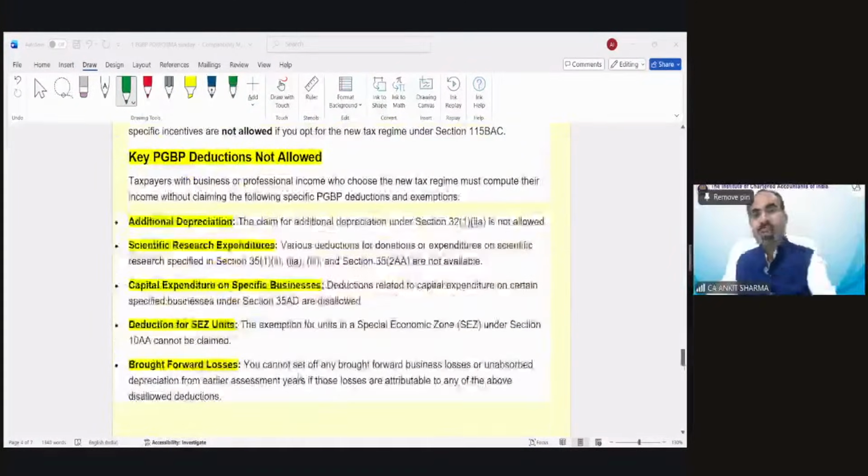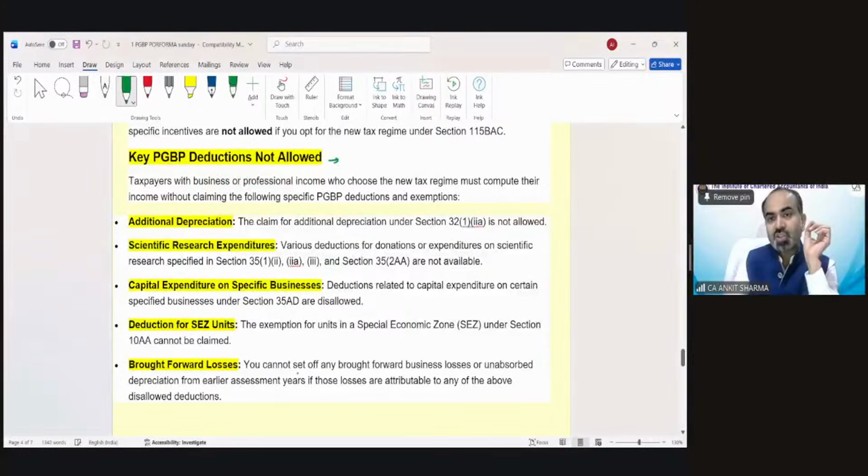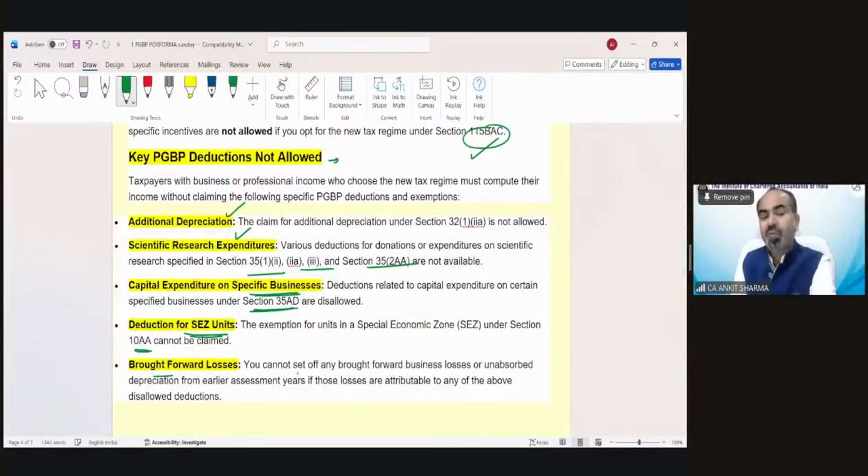So these are key PGBP deductions not allowed under section 115BAC: additional depreciation, scientific research expenditure in case of contribution, not for in-house scientific research, capital expenditure on specified business, deductions under SEZ unit section 10AA, and brought forward losses if they arise due to allowability of these deductions.